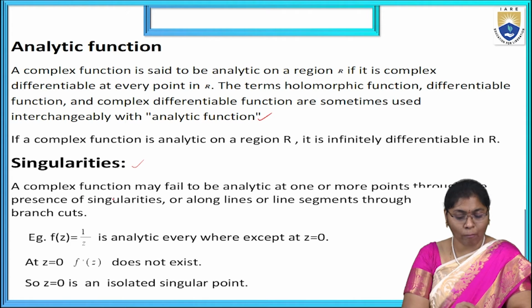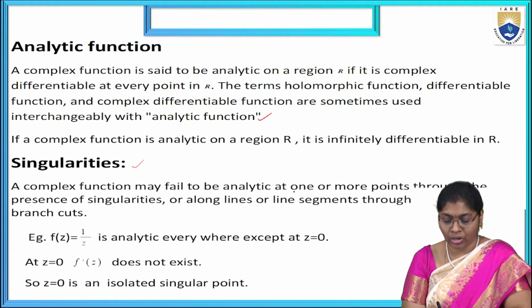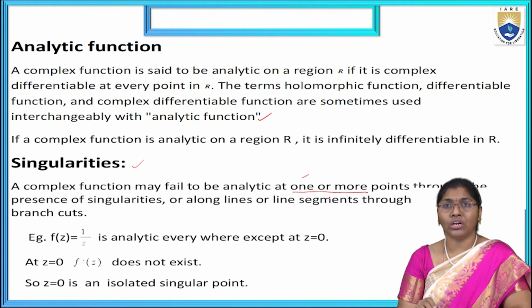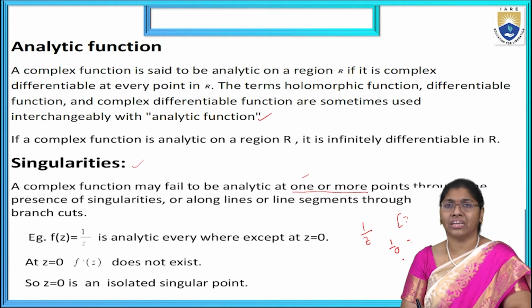The first one: a complex function may fail to be analytic at 1 or more points. It may fail at 1 or more points. At least 1 point it will fail, so it is not analytic. That's all. The presence of singularities may lie along lines or line segments, through the presence of branch cuts. For example, f(z) equal to 1 by z is analytic everywhere except at z equal to 0. Why? Because if I consider z equal to 0, then 1 by 0 is infinity. It is not analytic.